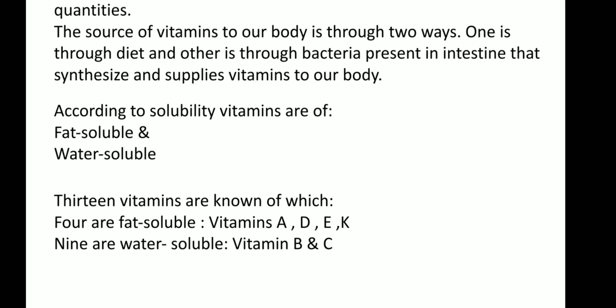According to solubility, vitamins are of two types, fat soluble vitamins and water soluble vitamins. 13 vitamins are known, of which 4 are fat soluble, that is vitamin A, vitamin D, vitamin E and vitamin K. They are fat soluble, and 9 are water soluble. Out of these 9, 8 comprise vitamin B, a big group of vitamins, that is B complex, and vitamin C. These are the water soluble vitamins.